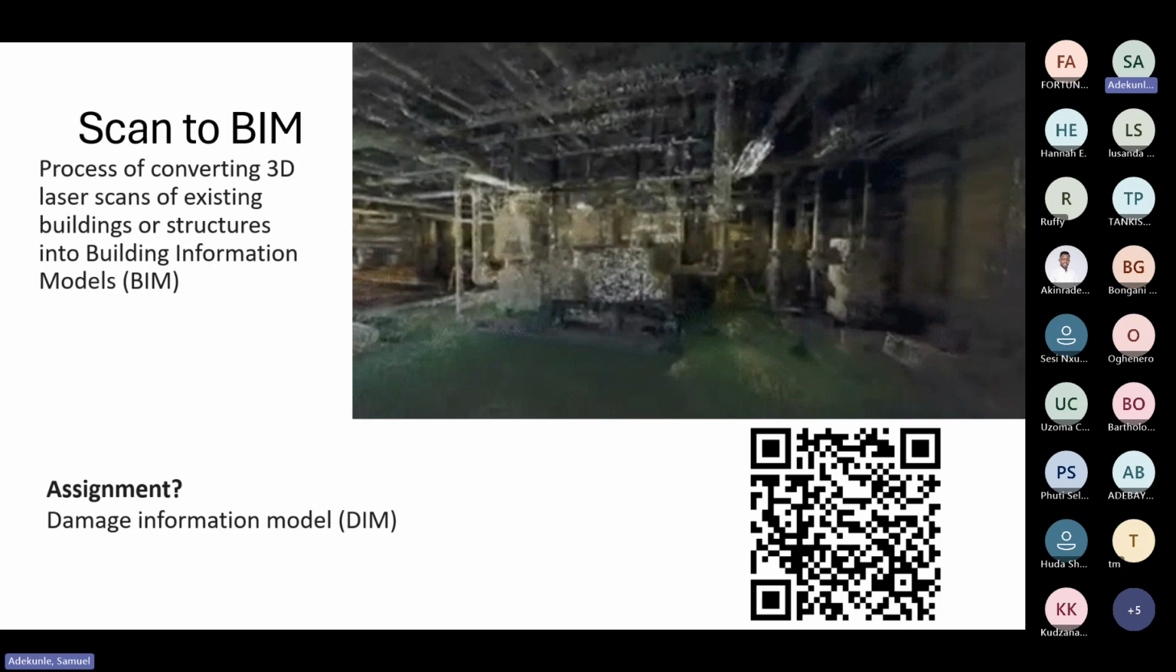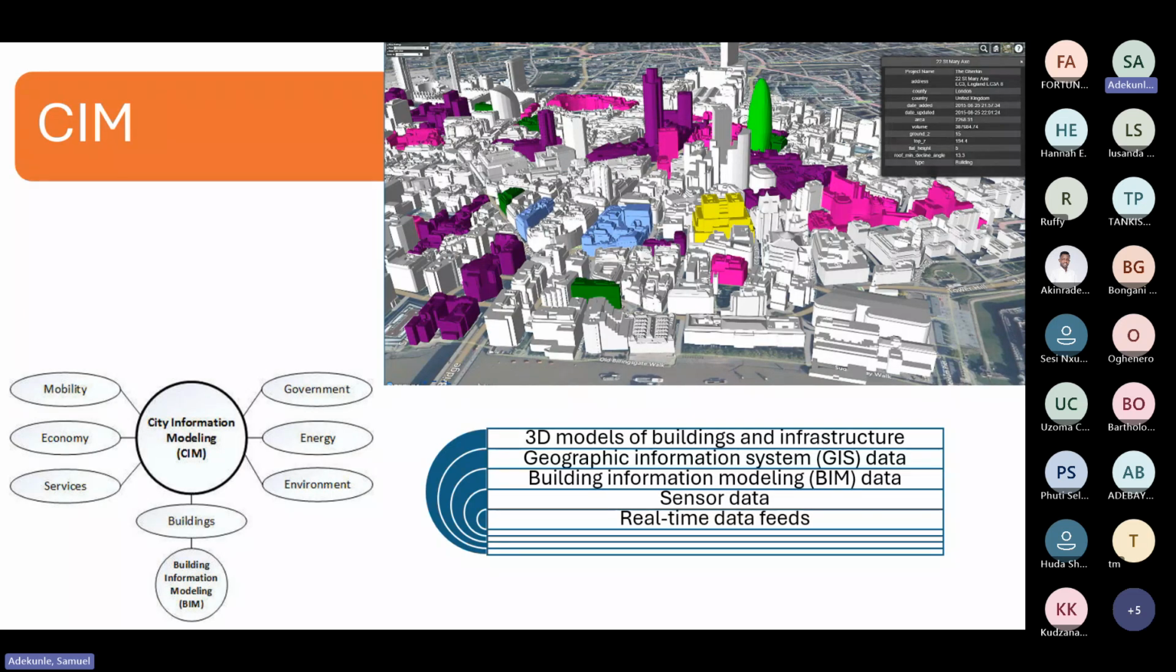So let's quickly look at something very important again, and that is your city information model. So you can see how BIM is very, very important, not beyond just one edifice. It has a far-reaching impact, usage, and implication. City information modeling has to do with urban design and urban management. So an entire city can actually be modeled and monitored live.